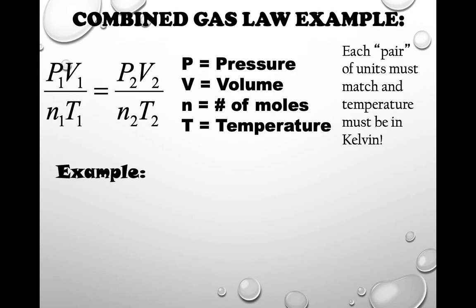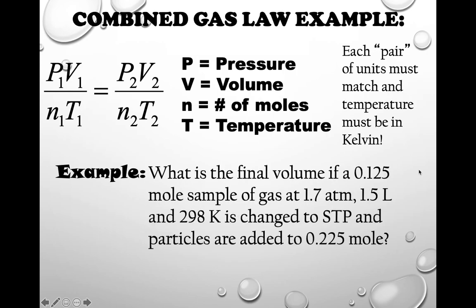Remember that our pressure units need to be the same, and temperature must be in Kelvin. So if we look at this problem, what is the final volume of a 0.125 mole sample of gas at 1.7 atmospheres, 1.5 liters, and 298 Kelvin is changed to STP. STP was defined in the earlier notes from last week, I think. So that's going to tell us what our pressure and temperature are, and our number of moles increases to 0.225.